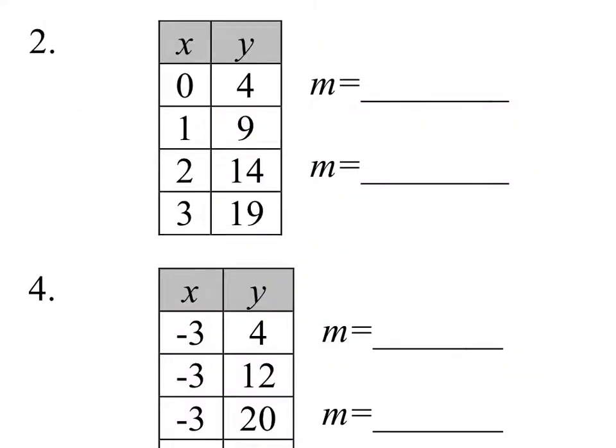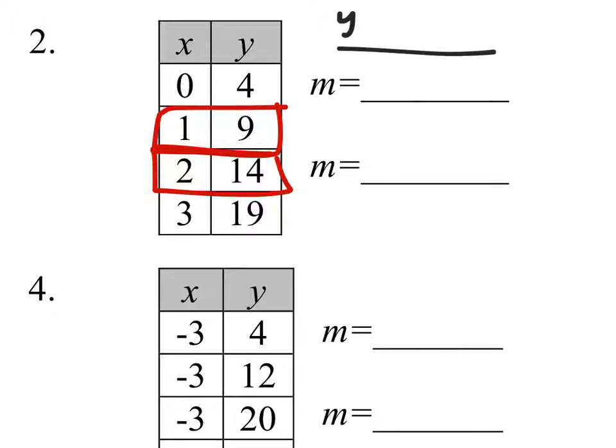Number 2. Which 2 points do you guys want me to use on this one? 1, 9, and 2, 14. Let's do it. So we're going to use the equation y2 minus y1, then we got x2 minus x1 right here. And which one do you guys want to be point number 2? 1, 9. This will be number 2, so this has to be number 1 point.